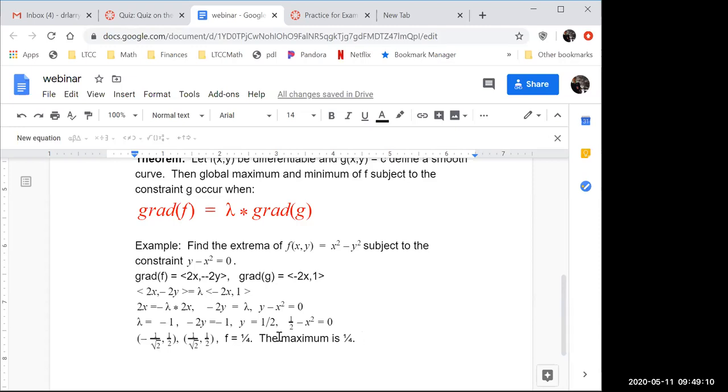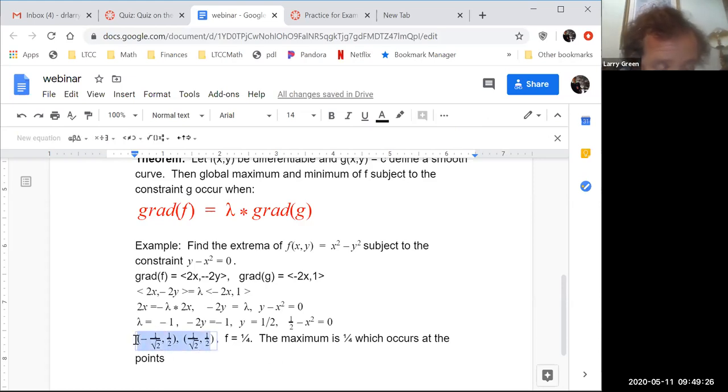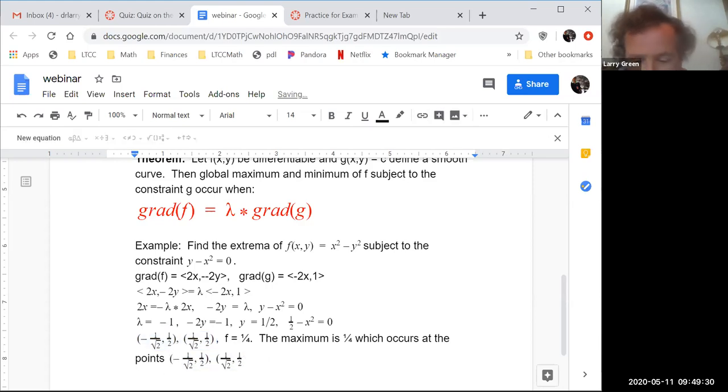Is it a point, or is it just 1 over 4? If you want, you could say the maximum is 1 over 4, which occurs at the point, and I don't want to retype this whole thing, so I'm just going to copy and paste, at these points. So there are 2 points at which the maximum is 1/4. So they're tied.